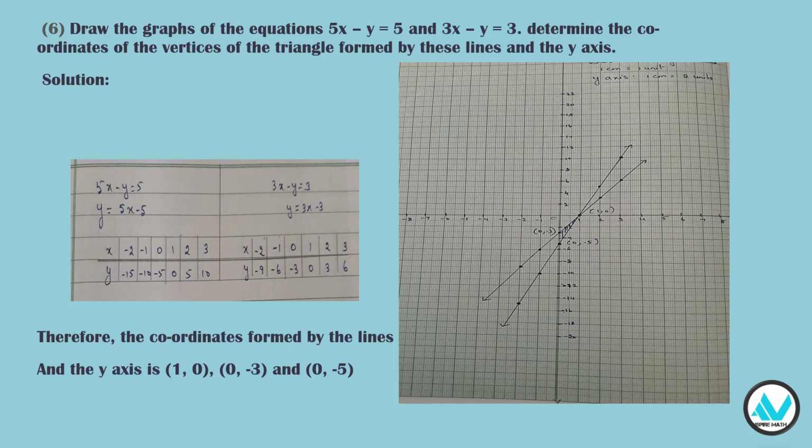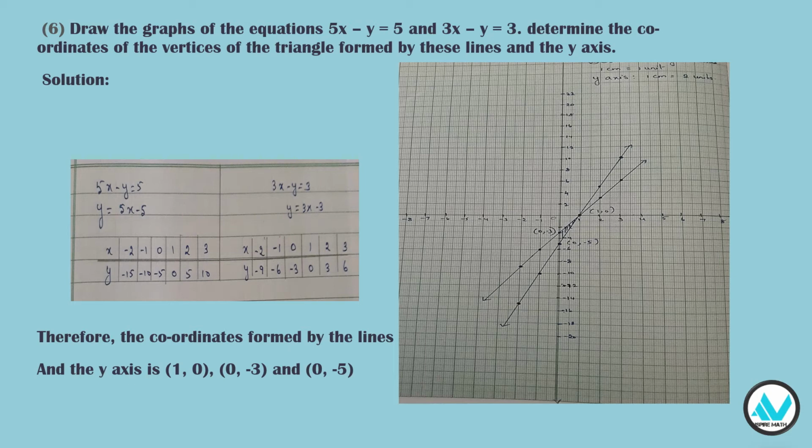So here 5x minus y equal to 5. I am going to write one variable in terms of the other. So y equal to 5x minus 5. That is my first one. So for that, I'm going to write the table. When I put x equal to -2, I get -15. When I put x equal to -1, I get -10. When I put x equal to 0, I get -5. When I put x equal to 1, I get 0. When I put x equal to 2, I get 5. And when I put x equal to 3, I get 10.